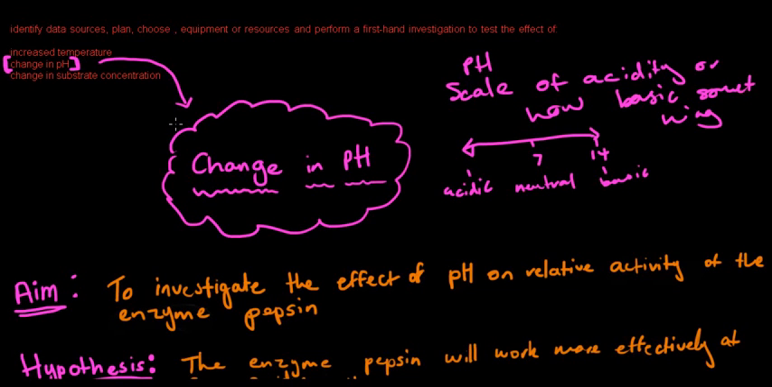In this one, we're going to see how a change in pH affects enzyme activity. I think we should all know this by now, but just in case, I'm putting it here. We have something called the pH scale, which allows us to see how acidic or how basic a substance is. On the scale, 1 is the most acidic, 7 is neutral, and 14 is basic. What we're going to check today is how pH affects relative enzyme activity.